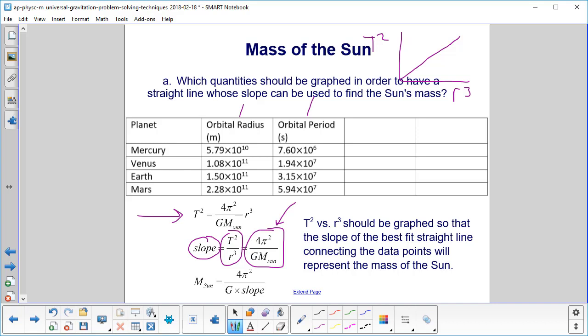Now we want to find the mass of the Sun. So we'll multiply both sides of this expression by the mass of the Sun and divide through by the slope. So the mass of the Sun will be 4 pi squared divided by the universal gravitational constant times the slope of that straight line.